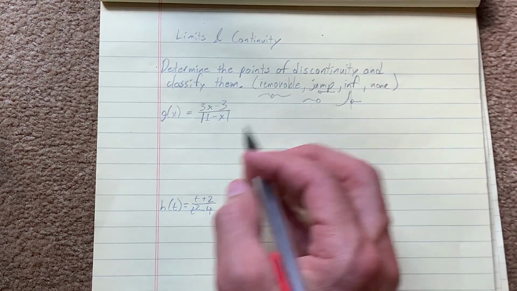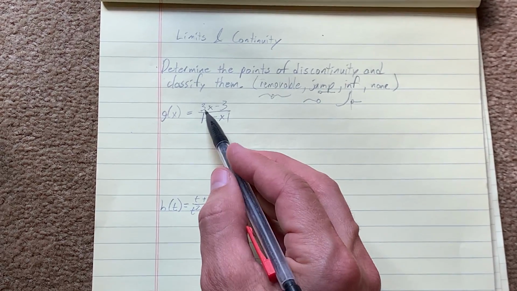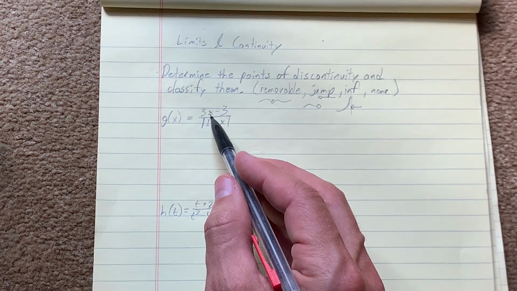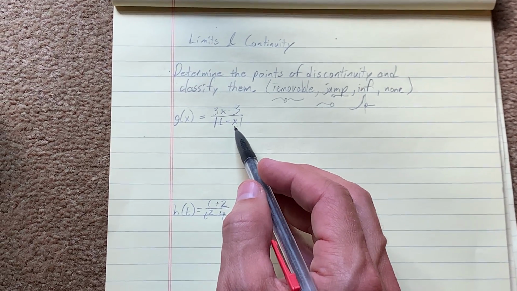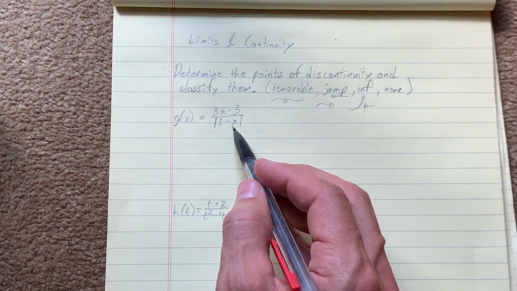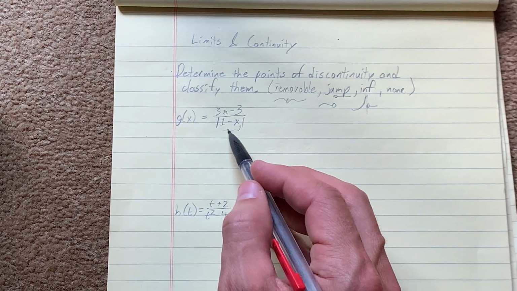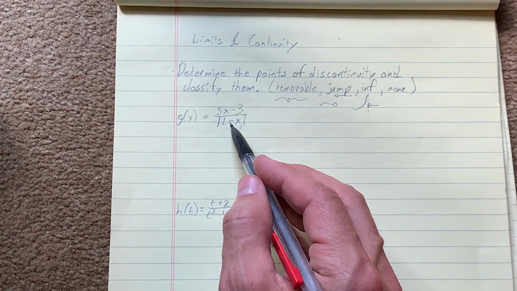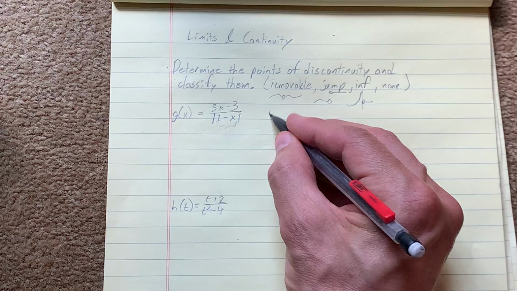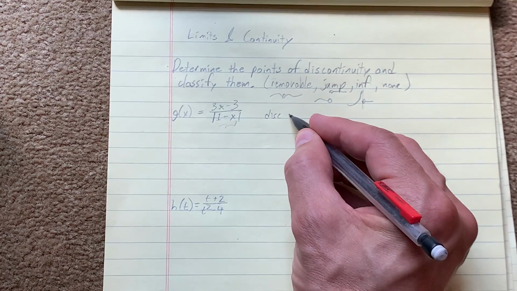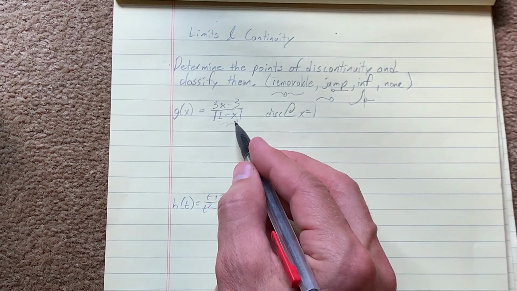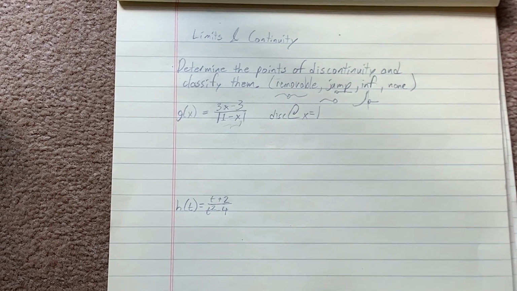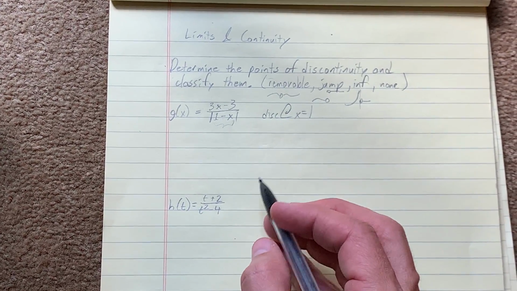Okay, so what is this? Well, the top is never going to be discontinuous. Plug in any number you want, it looks nice. The bottom is going to be discontinuous. Well, when is it going to be discontinuous? When it's equal to 0. So when is 1 minus x equal to 0? It's discontinuous at x equal to 1. Plug in a 1, it's undefined. The function is not defined there, so you know it's discontinuous.